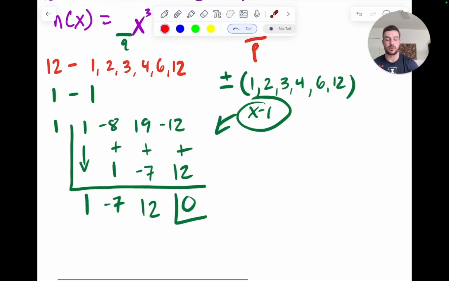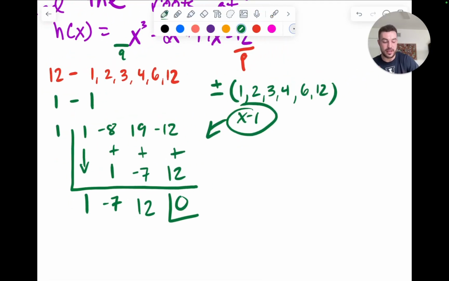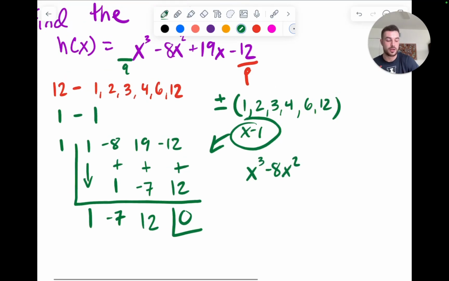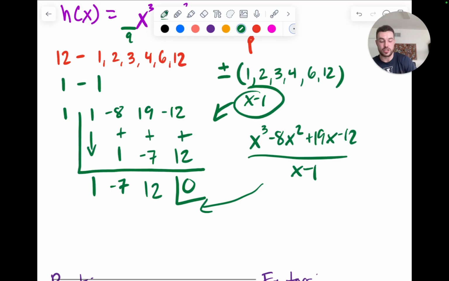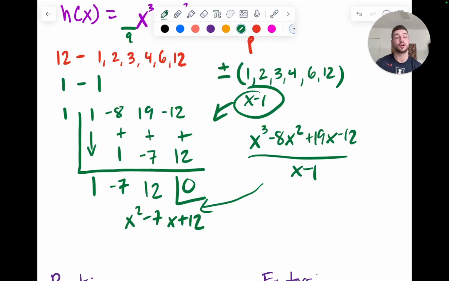All right, so essentially the idea here is if I take x to the third minus 8x squared plus 19x minus 12, and I divide by x minus 1, I will get this polynomial over here, which is an x squared minus 7x plus 12. With no remainder, that means it goes in evenly. All right, so we're kind of getting off on the right foot here. We know one of our factors. Well, we got to find the other ones.